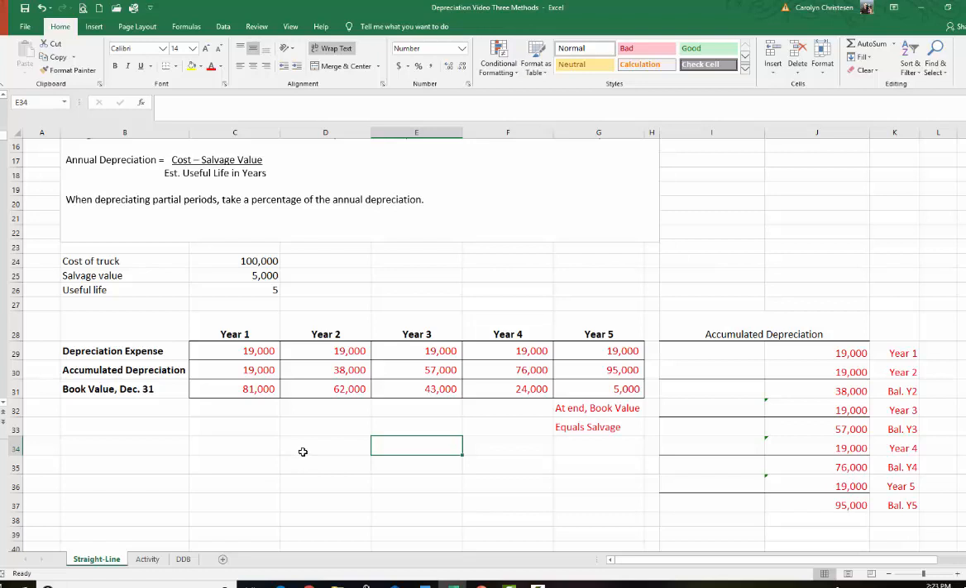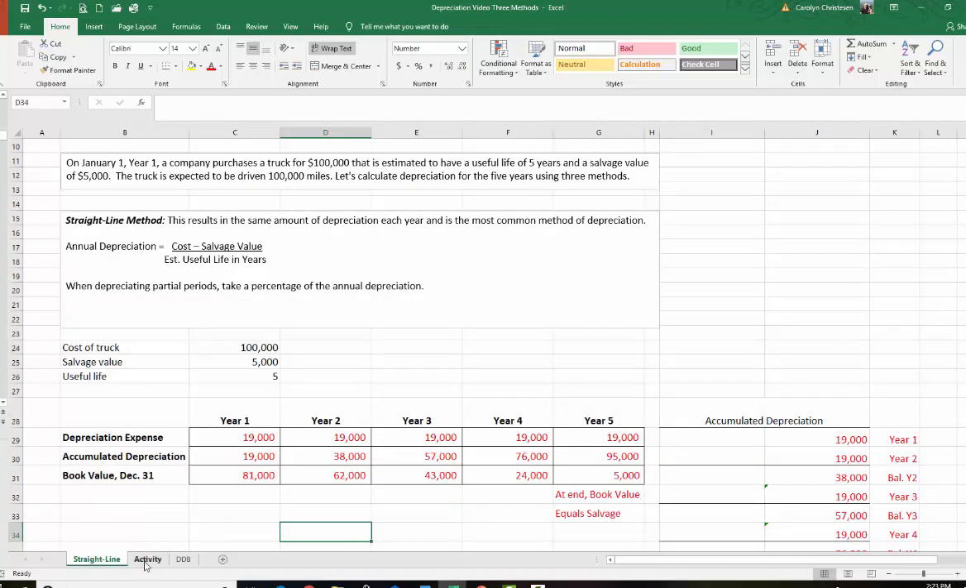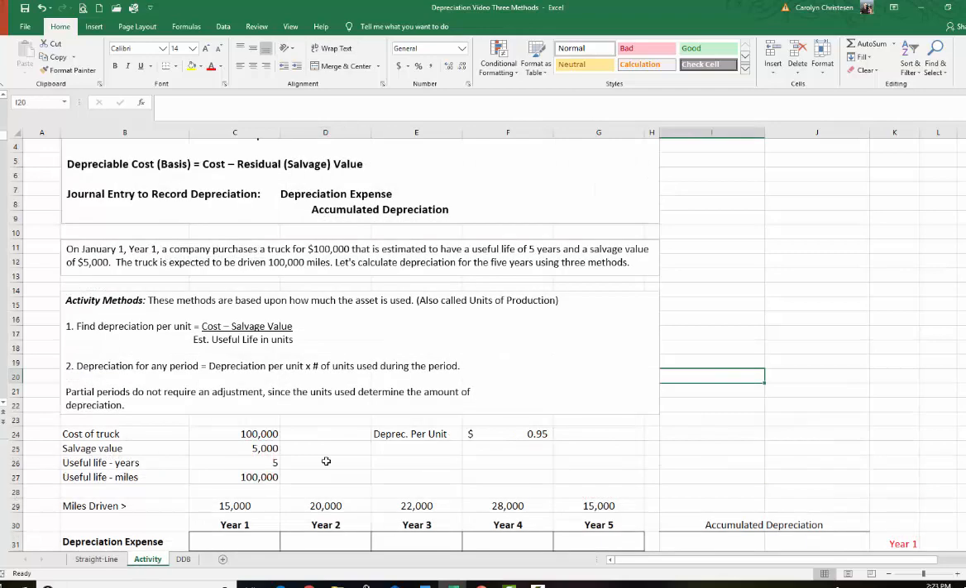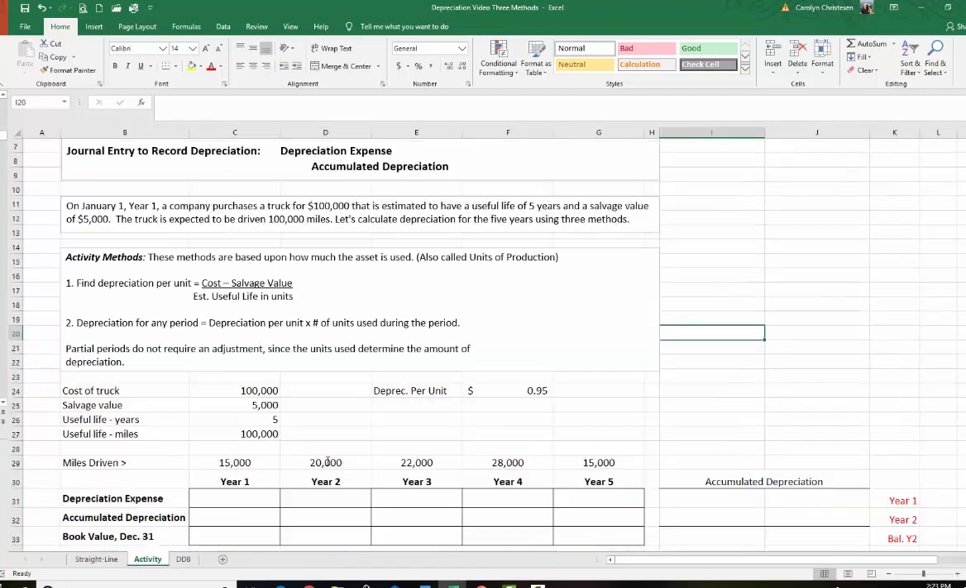Okay, so that's straight line depreciation. That's the simplest one. We have the same amount of depreciation expense every year. Reminder, our accumulated depreciation goes up by the same amount every year. Our book value goes down by the same amount every year. Okay? All right, next up, let's look at the same example using an activity method.